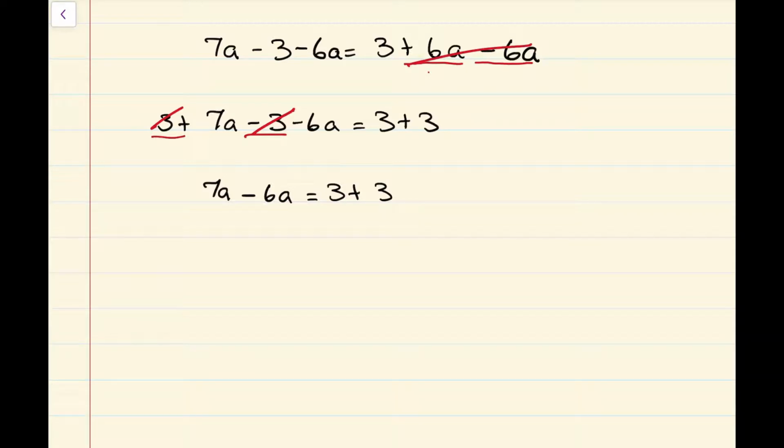Alright? And so 7a minus 6a is just 1a. And 1a is just a. We don't have to write the 1 in front of it because we already know it's 1a. And 3 plus 3 is 6. So in this case, a is equal to 6.